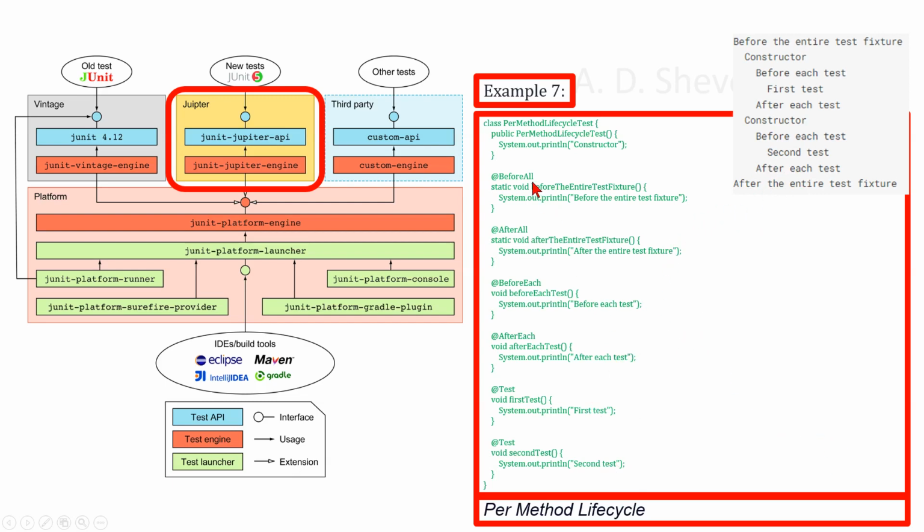Here, annotation interface @BeforeAll. @BeforeAll is used to signal that the annotated method should be executed before all tests in the current test class. In contrast to @BeforeEach methods, @BeforeAll methods are only executed once for a given test class.